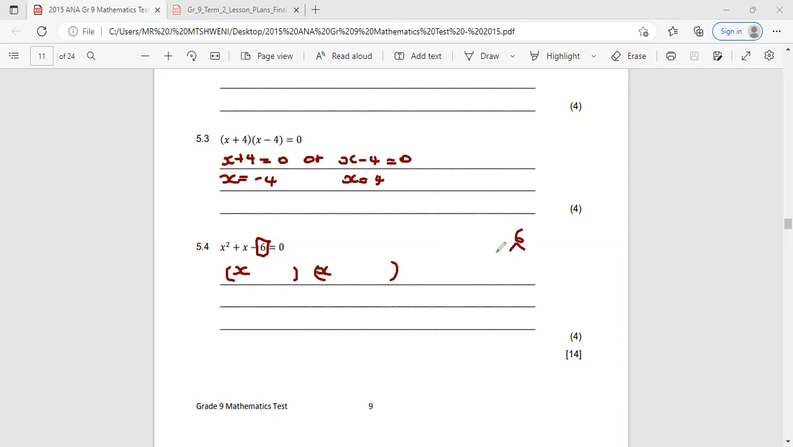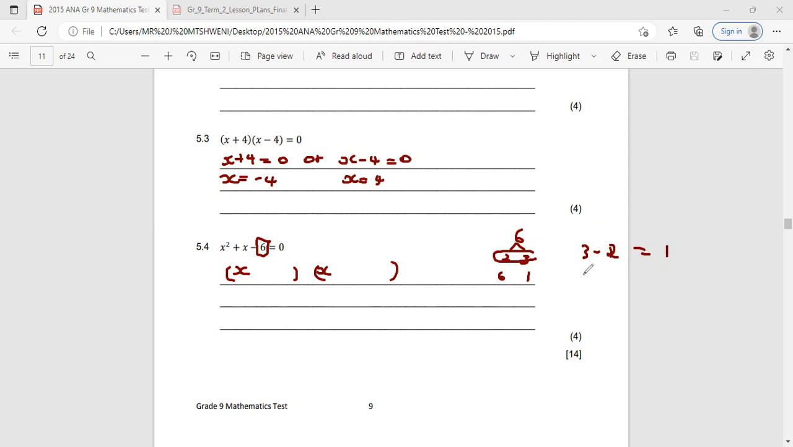You look at the factors of 6. 2 times 3, and 6 times 1. Those are the factors of 6. So you need the factors of 6 that, when you subtract them, give you positive 1. 2 minus 3 gives you negative 1. But 3 minus 2 gives me 1.